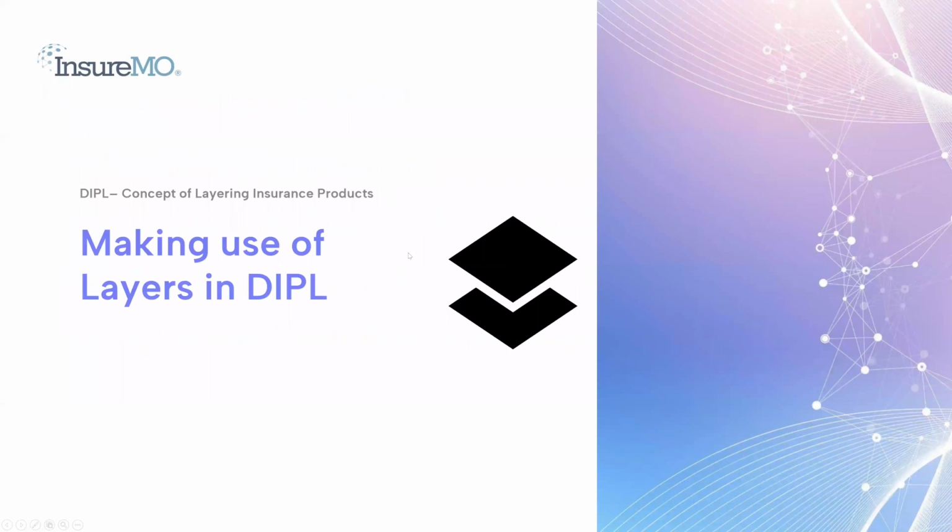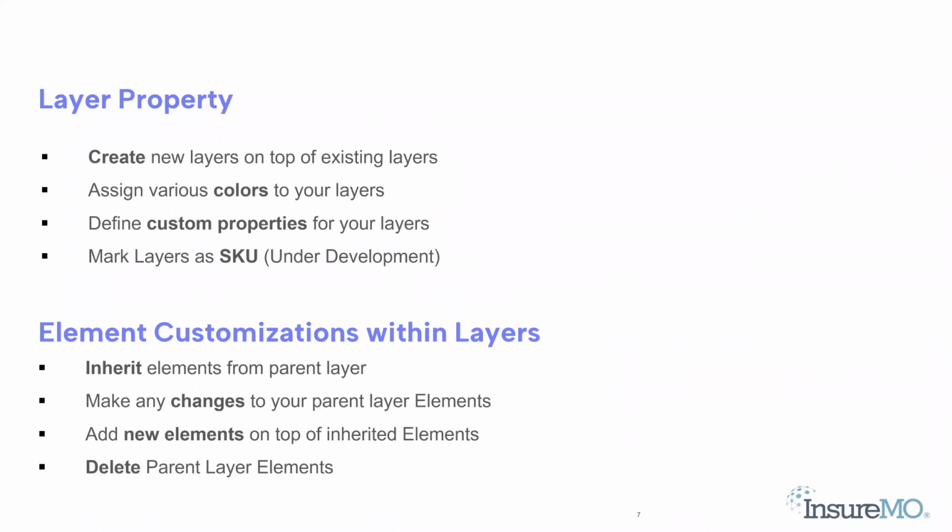Now, let's see how we can make use of layers in DIPL. You can do various things when it comes to managing layers. First, you can create new layers on top of existing layers. And then you can assign various colors to your layers to differentiate between different layers. And then you can define any custom properties for your layers. And then later down the line, you can also mark layers as escalated.